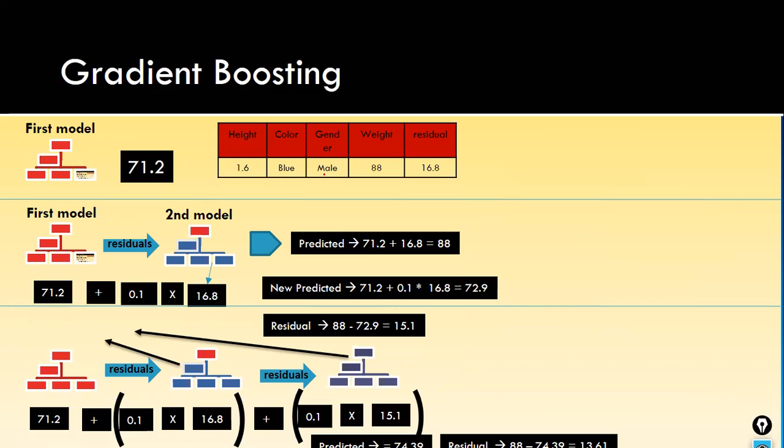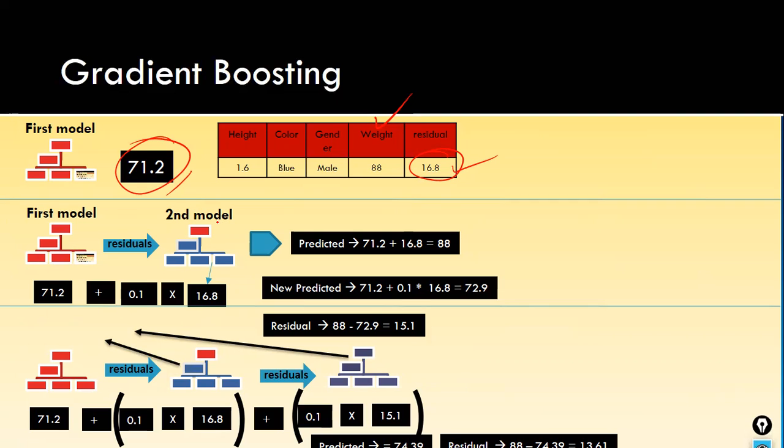Here, I put everything together in a single slide so that you can understand quickly. In this case, we fitted the base model to the original data. For this, it considered the predicted body weight as the average of this column, 71.2. If you subtract this from the actual value, the initial residual is 16.8. The initial predicted value is 71.2.